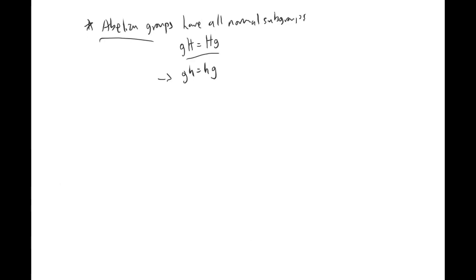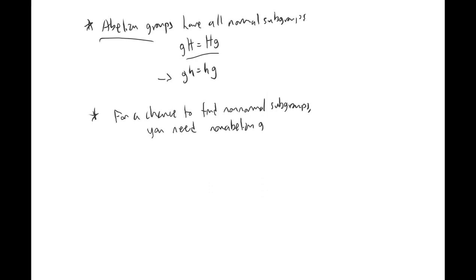So let me just give an example of a non-normal subgroup. Obviously, for a chance to find non-normal subgroups, you need non-abelian groups. And hopefully the first thing that comes to mind, what's the first group you learn that's non-abelian? Aside from matrices, it's S_n, the symmetric group on n elements. So in this case, it's 3 elements.